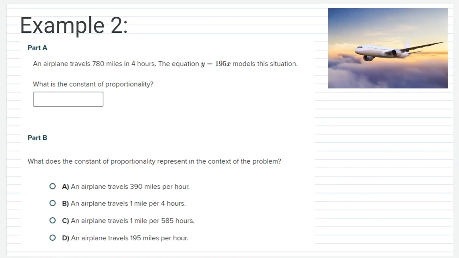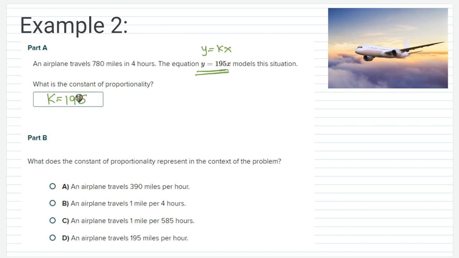All right, so let's take a look at another example where we're going to do something very similar. An airplane travels 780 miles in 4 hours. The equation y equals 195x models this situation. What is the constant of proportionality? So once again, if I remember, y equals kx, and I take a look at the given equation, the value that is replaced, y and x are still there. The only thing that changed was k. K actually has a value. So my k value is 195.